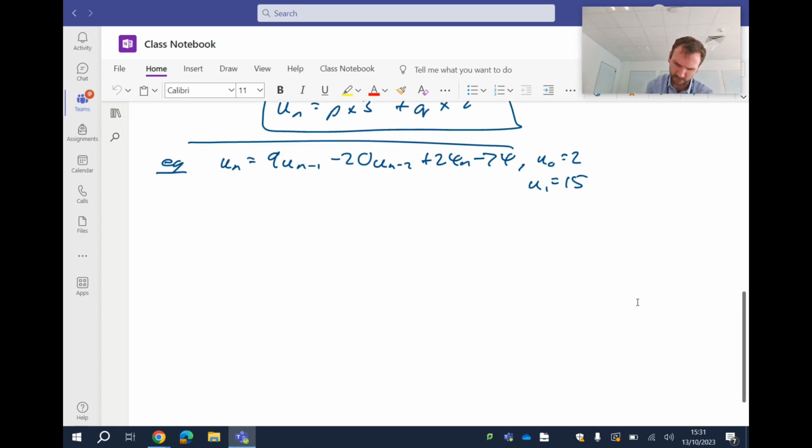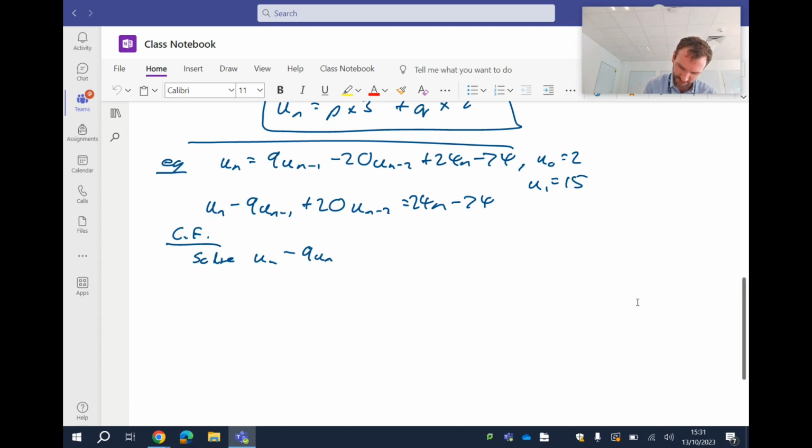Okay, so where should we start? Start by just rearranging to get all your u_n's on one side. It's always going to be good practice there and just make your life a little bit easier. Okay, so that's the relationship we're trying to solve, this recurrence relation. So two steps, same as the first order. Firstly, we're going to try and find our complementary function. That means we're trying to find something that solves this left-hand side is equal to 0.